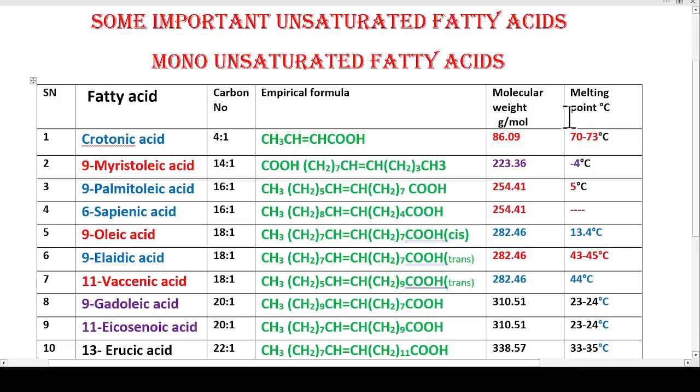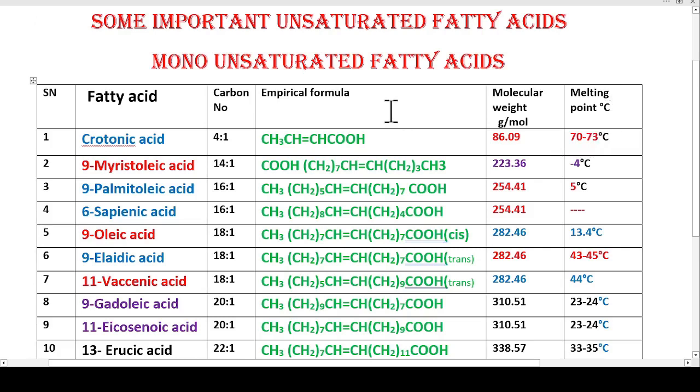Here below I have given a list of some monounsaturated fatty acids, which contain only one double bond in the hydrocarbon chain. The first one is butenoic acid. It contains 4 carbons and one double bond, that is, 4:1, as we have shown. Here the double bond, when we count from the carboxyl group, is between the third and fourth carbon. Its molecular weight is 86.09, and its melting point is 70 to 73 degrees centigrade.